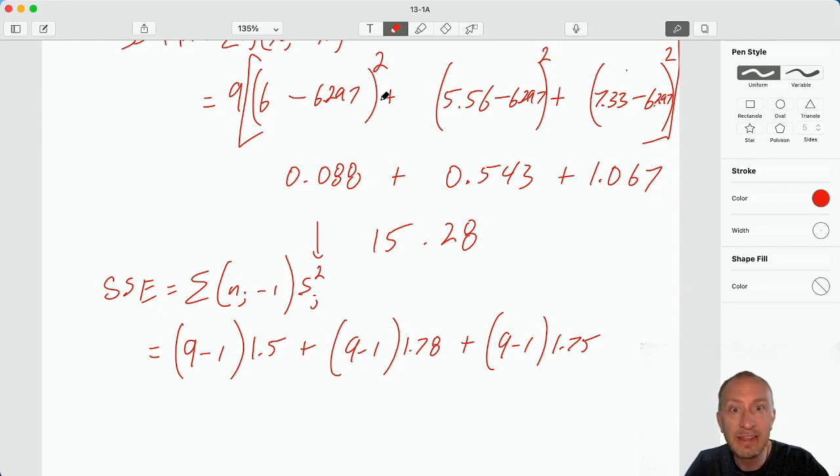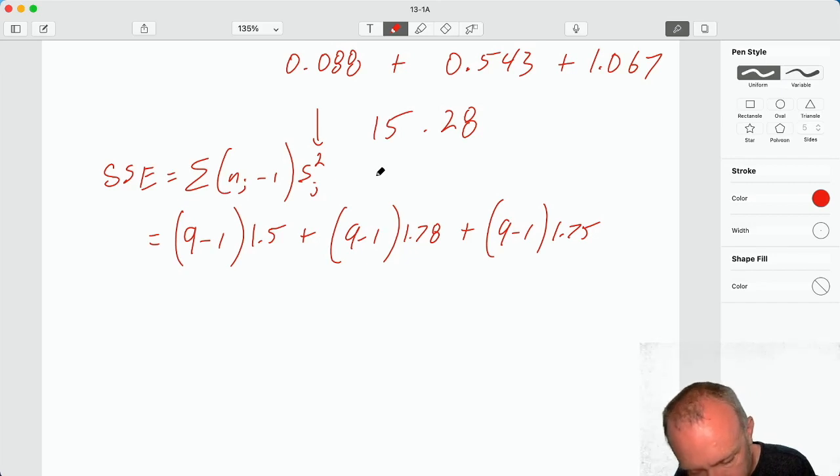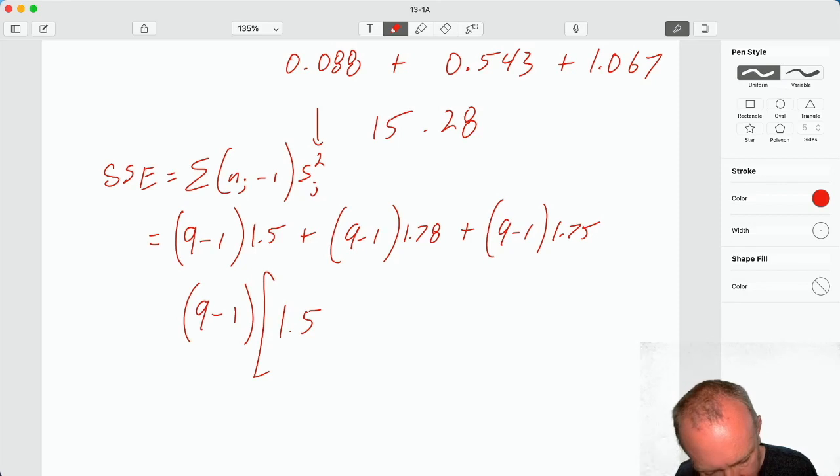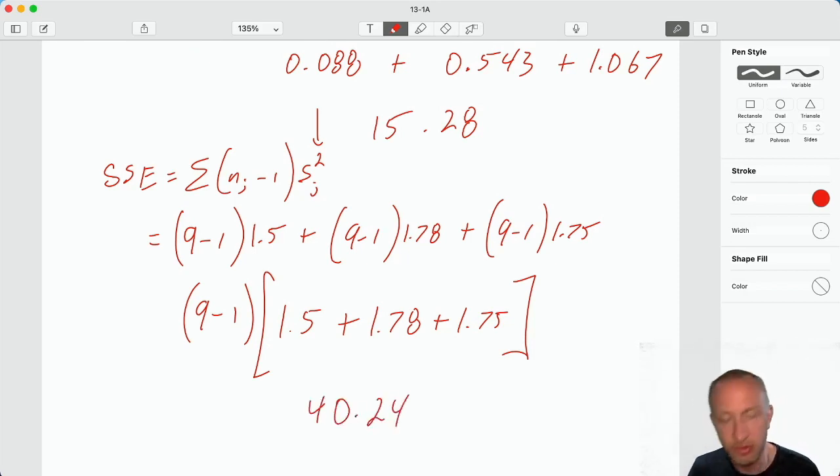Again, I've got same sample sizes here, so I can use a bit of a shortcut because I can factor out that 9 minus 1 and just multiply by the sum of 1.5 plus 178 plus 175. Multiply that by 8, and I have an MSE of 40.24.